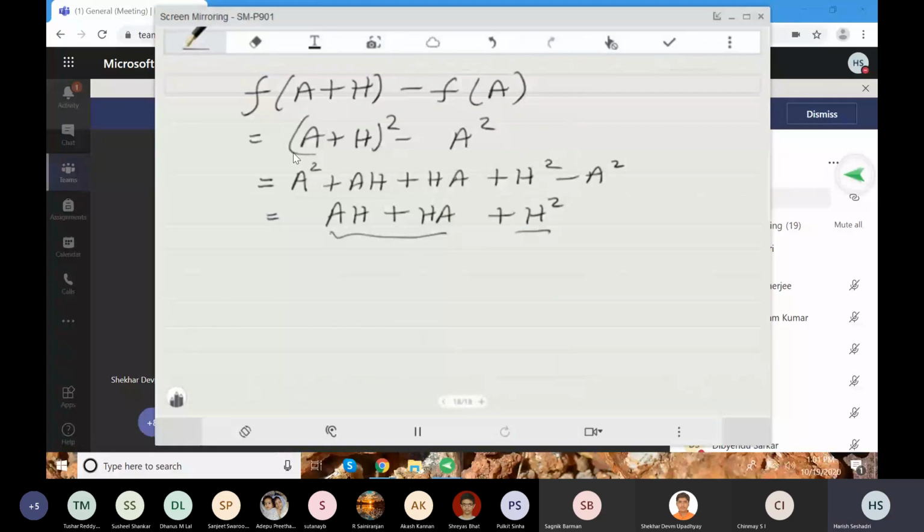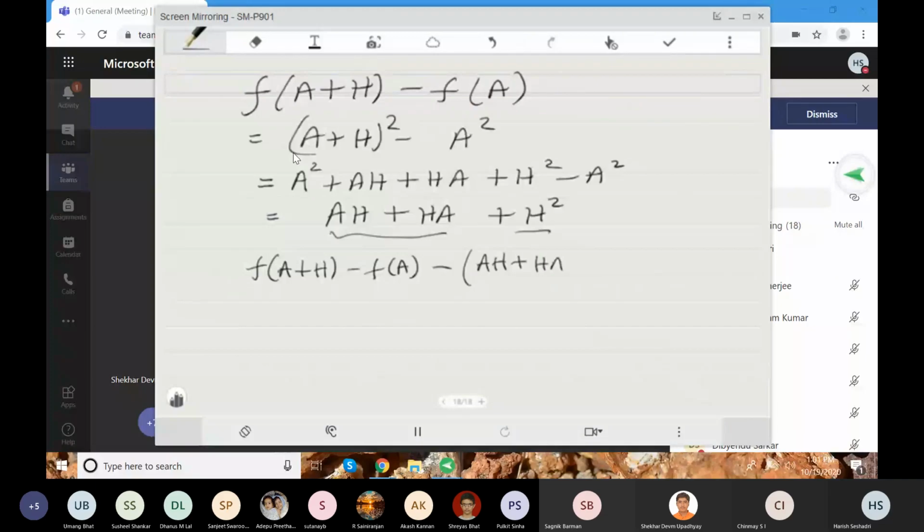So we guess that the derivative is this, and this should not play a role in the derivative. In order to check our guess, let us do the calculation. So f of a plus h minus f of a minus this linear part, ah plus ha.